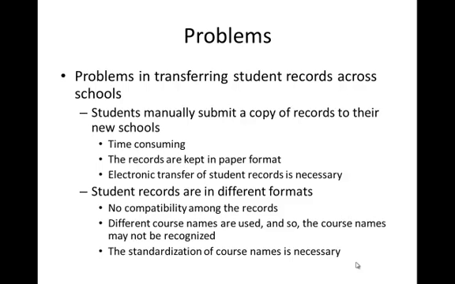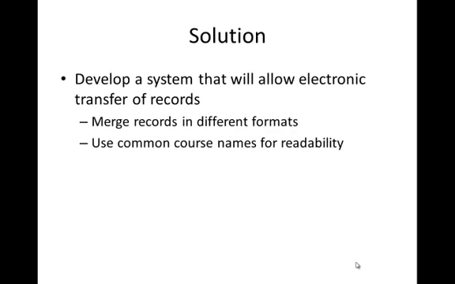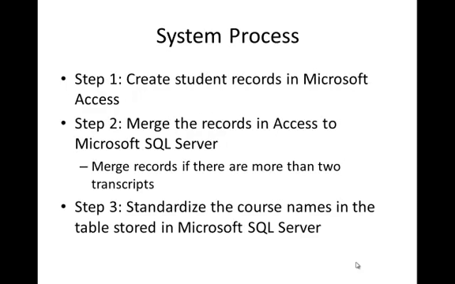Student records are in different formats, so there's no compatibility among the records, and different course names are used, so the course names may not be recognized. The standardization of course names is necessary. The solution is to develop a system that will allow electronic transfer of records. First, I merged the records in different formats, then I used common course names for readability.